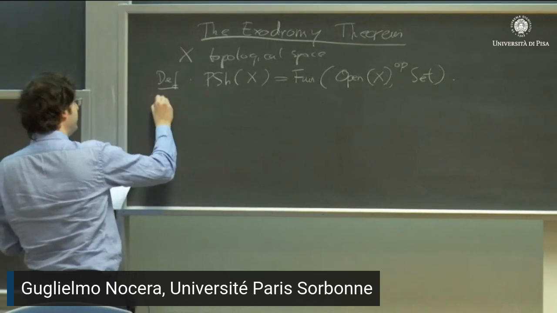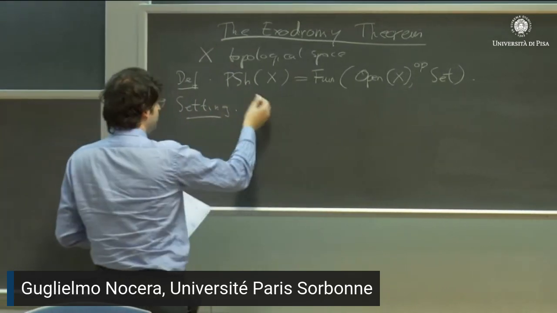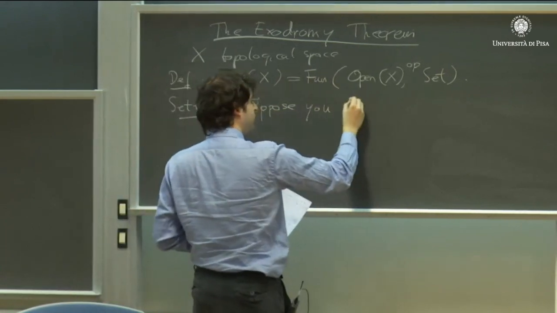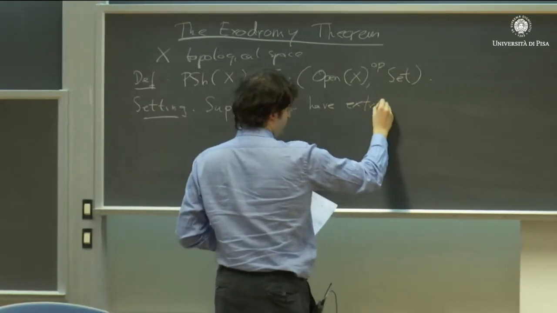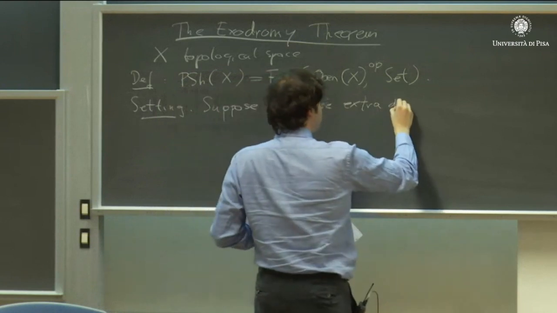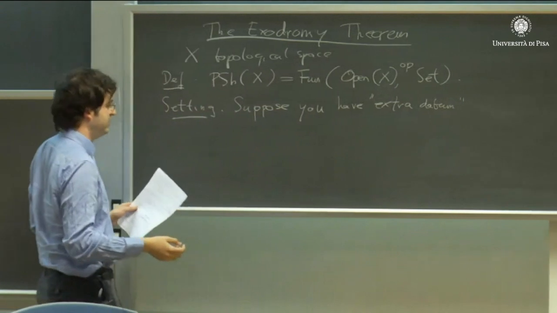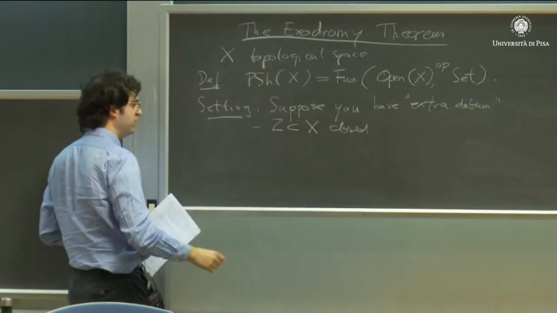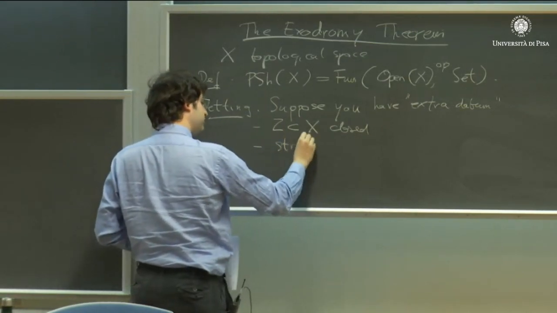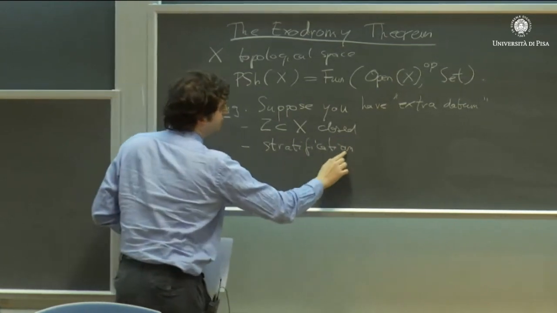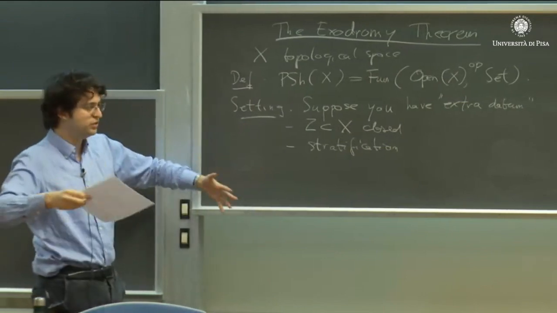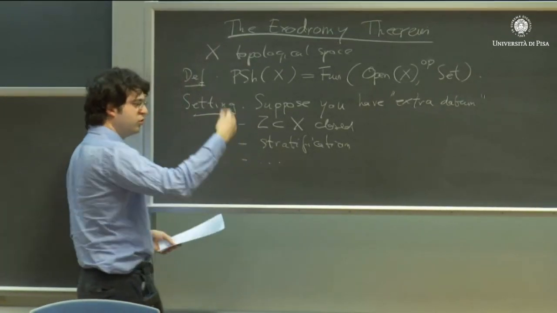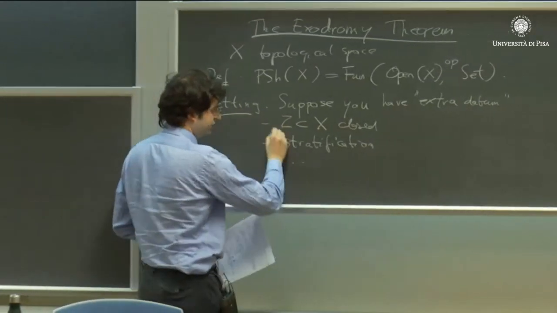So for example, setting: let X be a topological space, and suppose you have an extra datum, extra structure. I will be more precise later. Now I'm just trying to converge to what I want. So for now, extra datum means mathematically nothing. For example, the datum of a closed subset. This is an extra datum with respect to the original thing. Or what is called a stratification. Stratification is in some sense a generalization of this. It's a partition of your topological space into smaller spaces. Again, I will give the definition later. Or other things, like a group action. So, extra datum. What we will be interested in is this one.